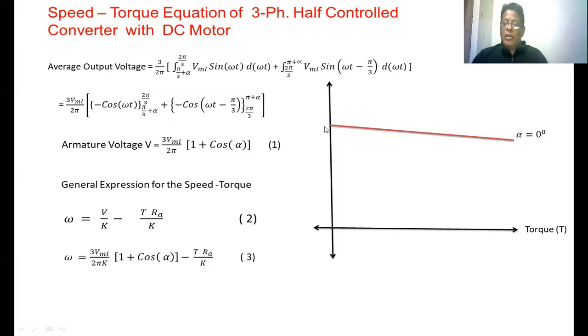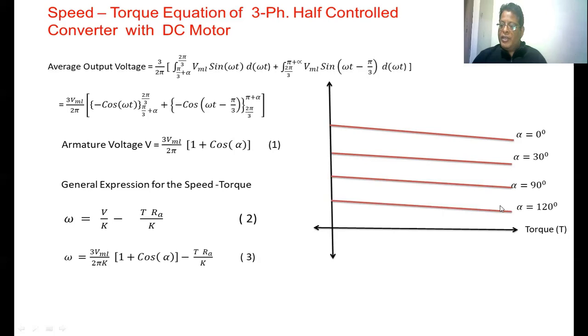This voltage we adjust in such a way that it is equal to the rated voltage of the motor. So this point represents no load. As the load increases, the speed of the motor decreases. When alpha equals 30 degrees, the initial no load speed of the motor will be lower. From that point, if you increase the torque, the speed of the motor will decrease. In the same manner, it happens for alpha of 90, 120, and 180 also. At 180 you get 0 voltage.